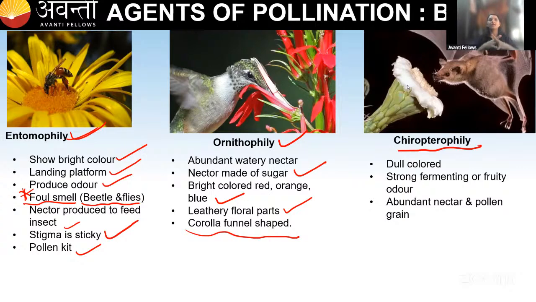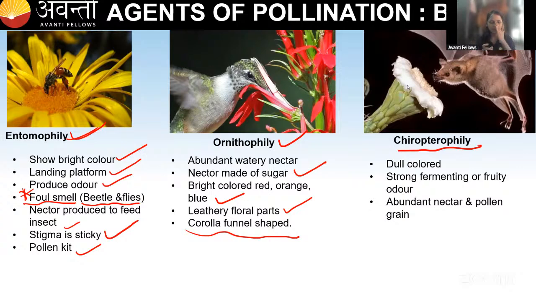You can see that bats cannot differentiate colors like the green color. Whether the flower is green color or red color, orange color, it cannot differentiate, right? So why waste the energy? So the flowers are dull colored. For attracting the bats, the flower will produce some fermenting or fruity odor, and through that the bats will be attracted to those flowers.